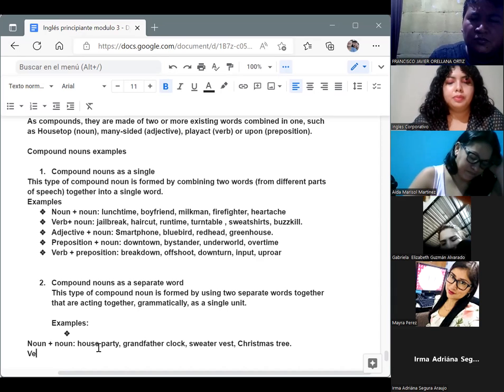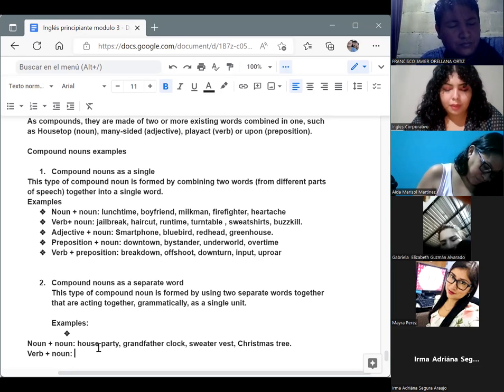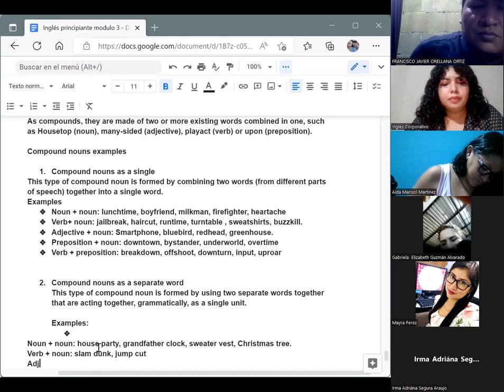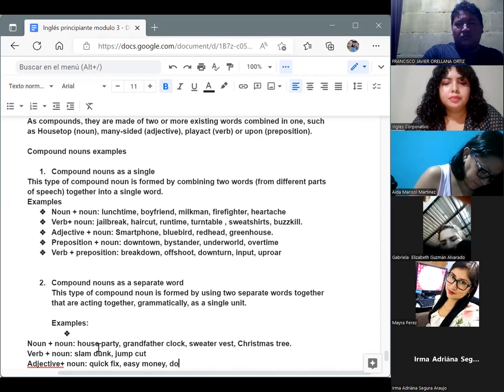Then we have verb plus noun. Slam dunk. Jump cut. Then we have the adjective plus noun. Quick fix. Easy money. Double agent. Close call.